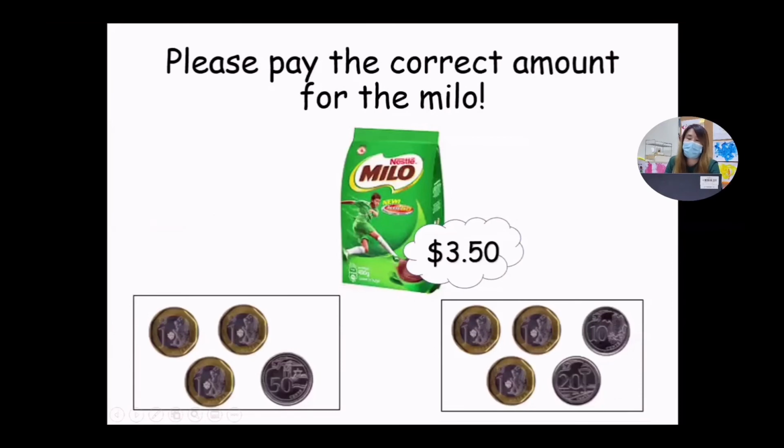So for K2, we are focusing on money concepts, where the children will have to choose the right amount of coins to pay for an item. So the question is, please pay the correct amount for the Milo. So the price of the Milo is written here, which is $3.50.